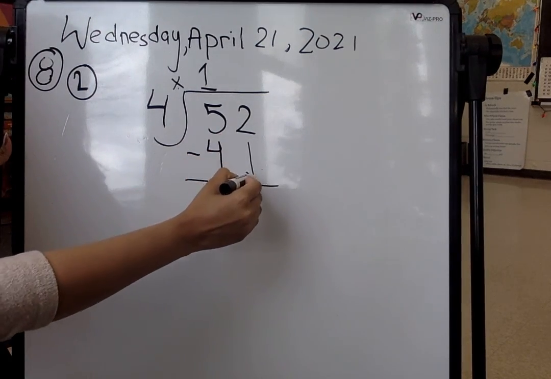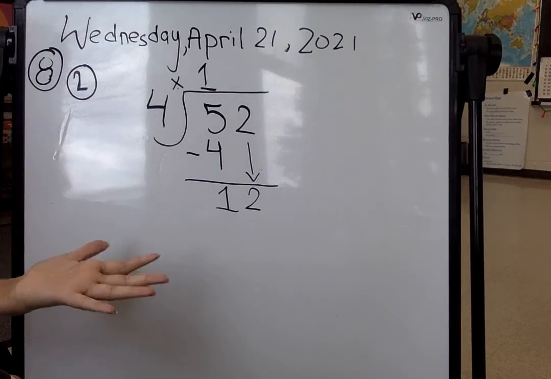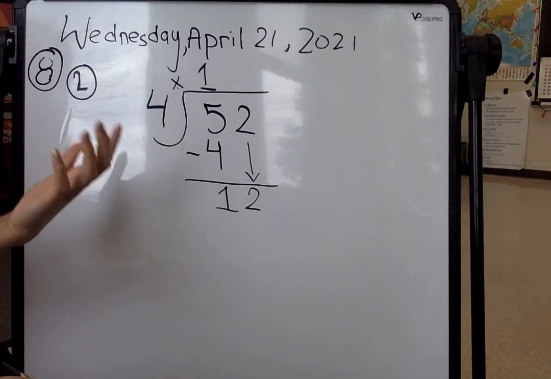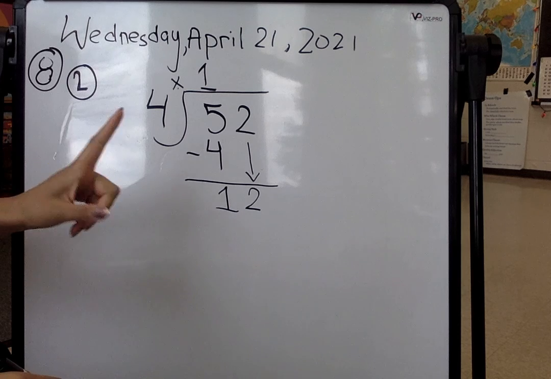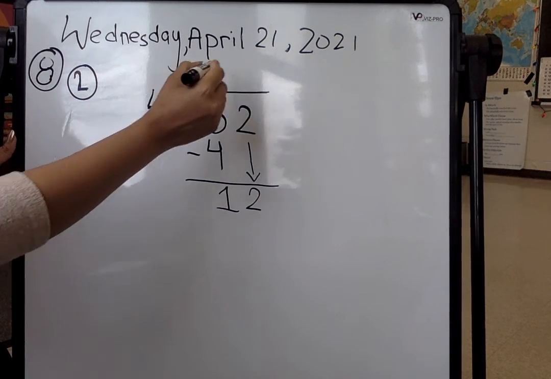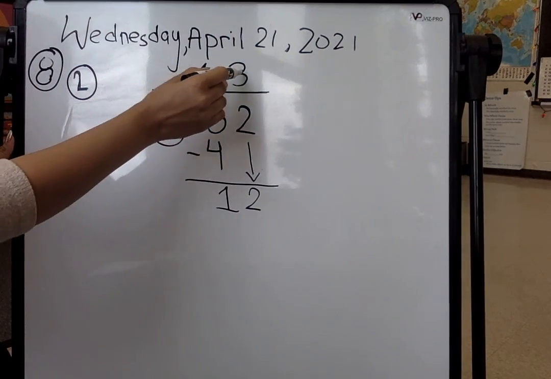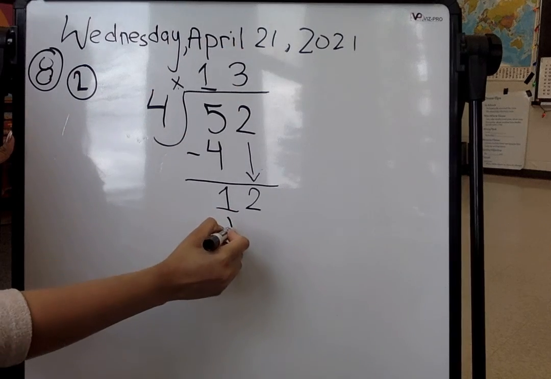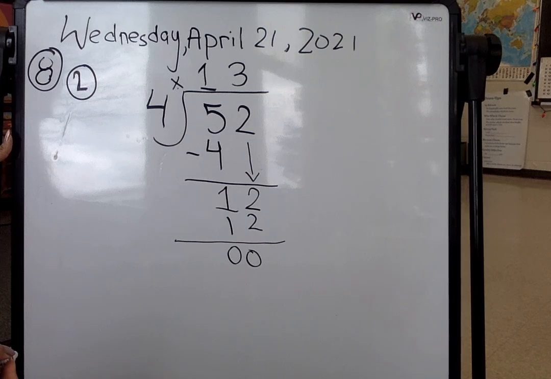Then I bring my 2 down, right? Now I go to my 4 times table again, and I look at, well, what number do I see 12 in the 4 times table? How many 4s give me 12? So 4 times 3 gives me 12, right? So 3 times 4, or 4 times 3, it gives me 12. I am left with nothing, okay?